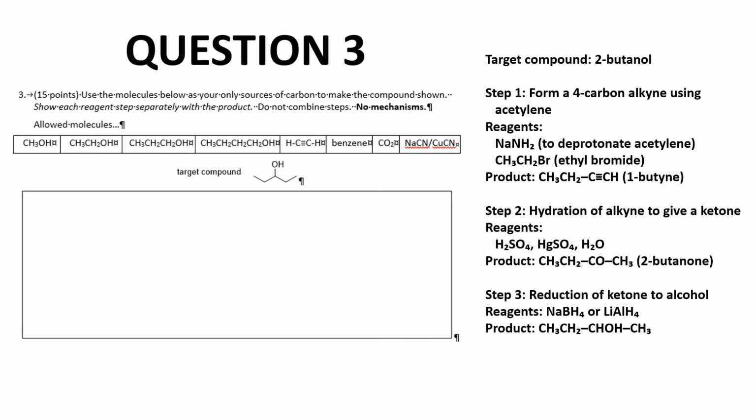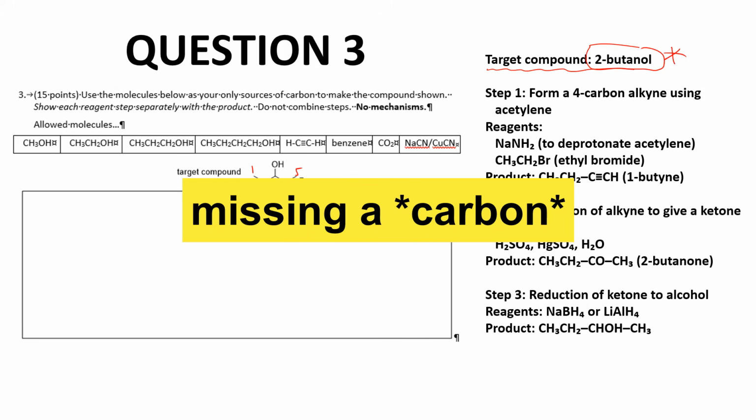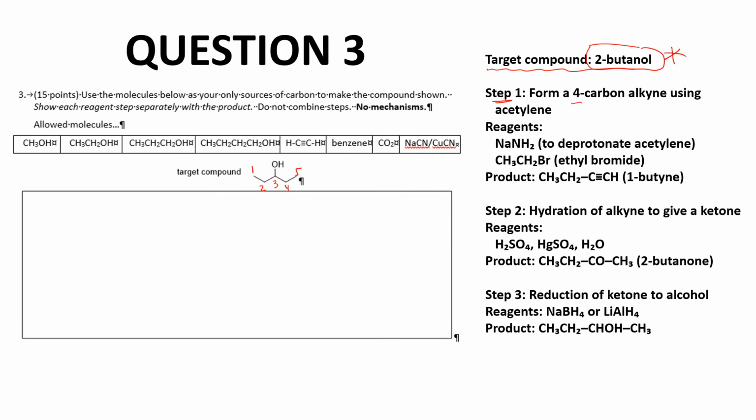All right, ChatGPT states here's what your target compound is. It's 2-butanol, which unfortunately is incorrect because this is actually 3-pentanol. So we know that there are going to be some problems in this answer because it's going to probably be missing a compound. So step 1, form a 4-carbon alkyne using acetylene.